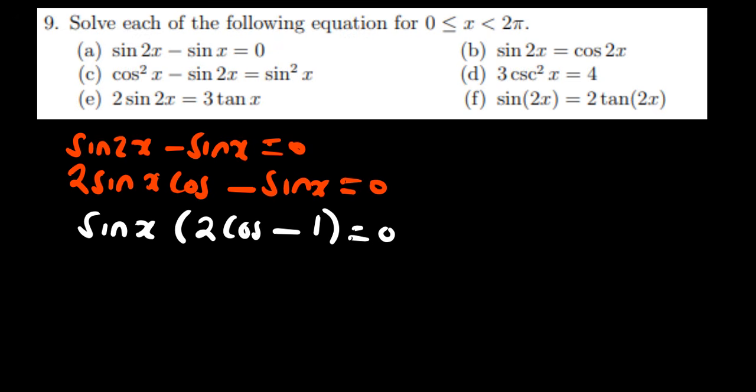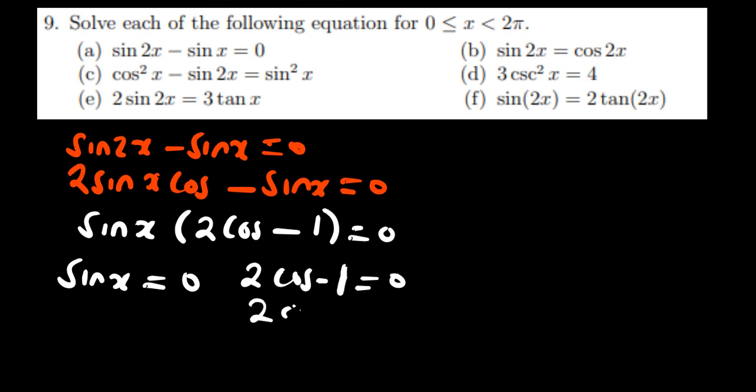So now what do we have? Therefore sine x will be equal to 0. Then we also have 2 cos x minus 1 is equal to 0. In this case, when the 1 goes to the other side, it will be a positive 1. Then when I divide by 2 on both sides, cos x is equal to 1 over 2. So these are the answers that we have.